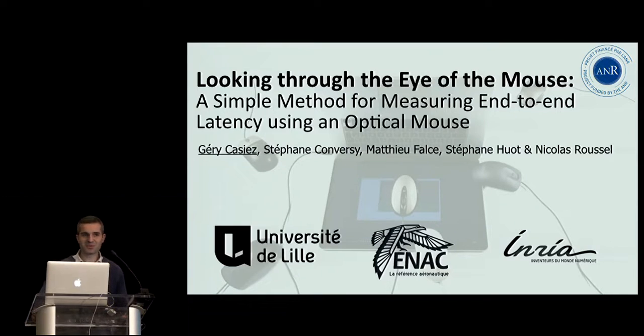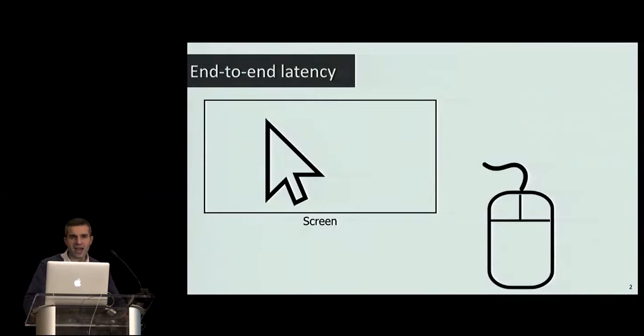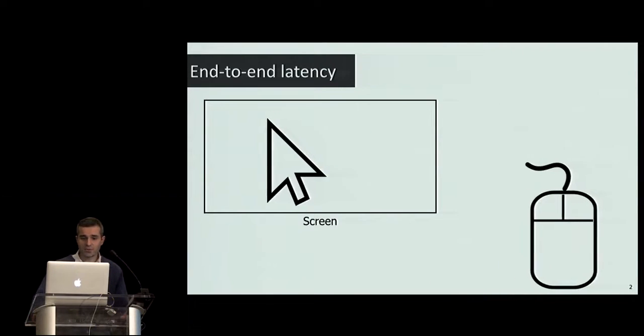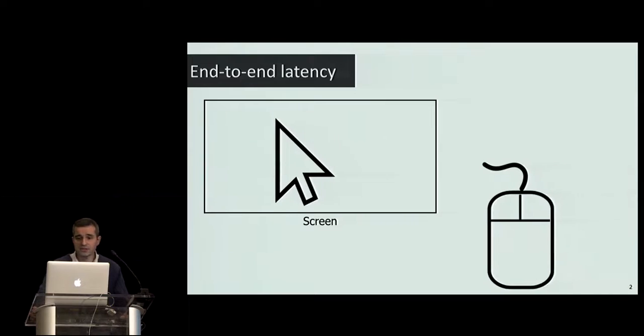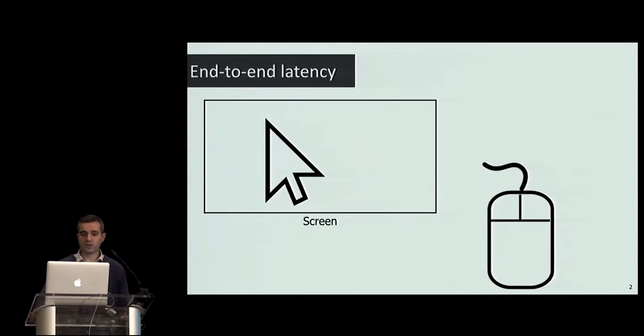Good afternoon, everyone. I'm Jerry Casiez from the University of Lille. And I'm going to talk about end-to-end latency and how to measure it. So end-to-end latency, or lag, of a graphical user interface is defined as the duration between a user action, typically the movement of an input device, and the corresponding on-screen visual feedback. So here's the cursor movement.